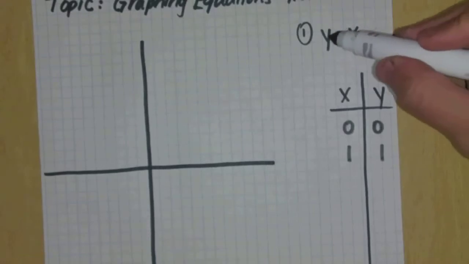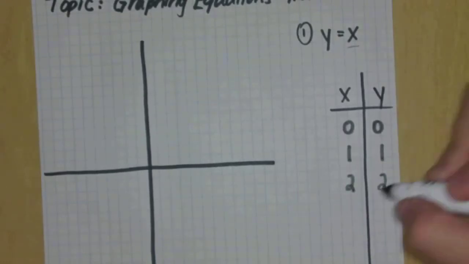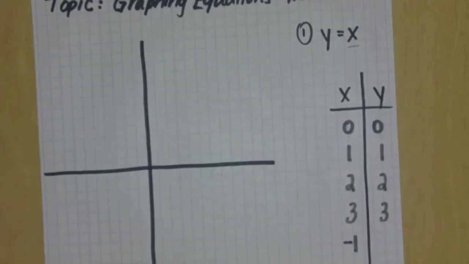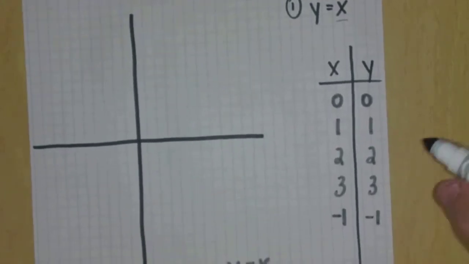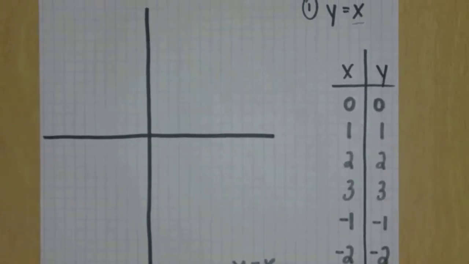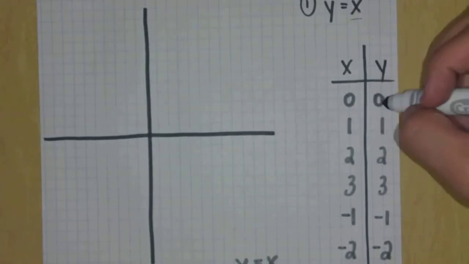If x is 1, y is 1. X being 2, so would y. Even if x is 3, y would be 3. What about negatives? Well, if x is negative 1, y is also negative 1. And we'll do one more. If x is negative 2, y would also be negative 2. So we won't graph this many points every time, but just to get the hang of it and what we're doing, let's go ahead and plot these points.